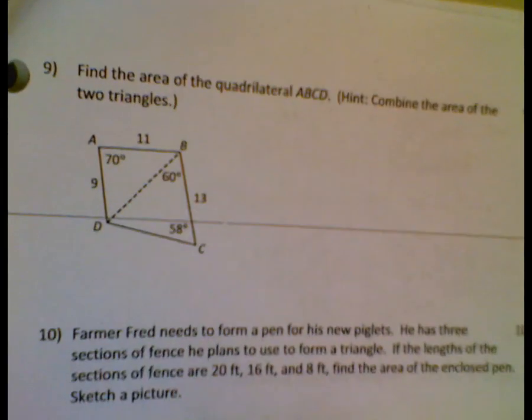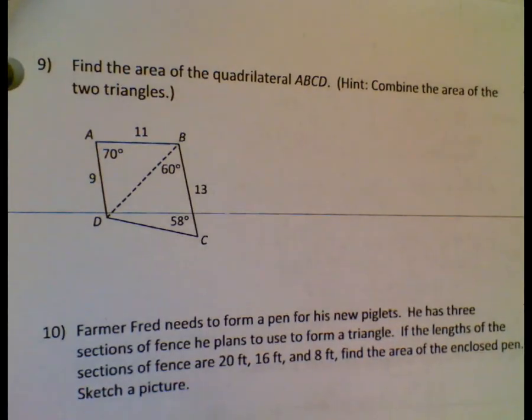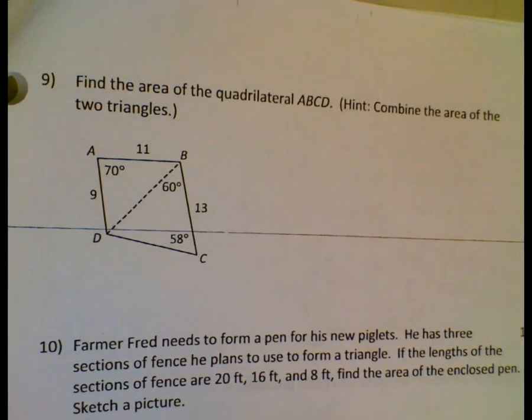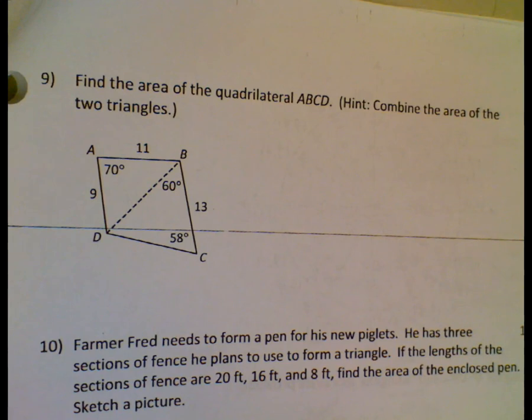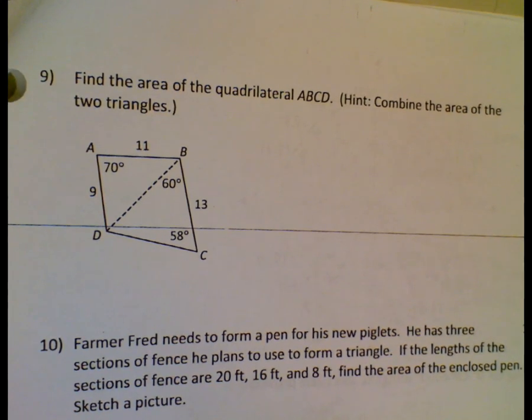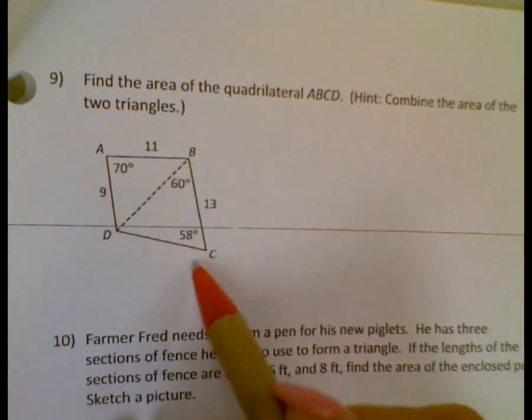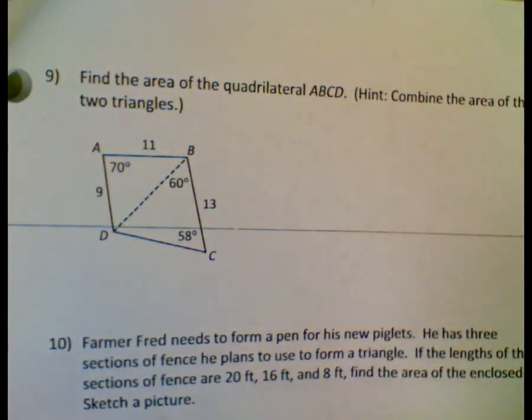Okay, so this whole section is about triangles, but this is a quadrilateral. A quadrilateral is 4 sides, but any 4-sided figure can be made into 2 triangles, just like a pentagon can be made into 3 triangles. So in the quadrilateral, we have 2 triangles here. They've already got some things filled in.